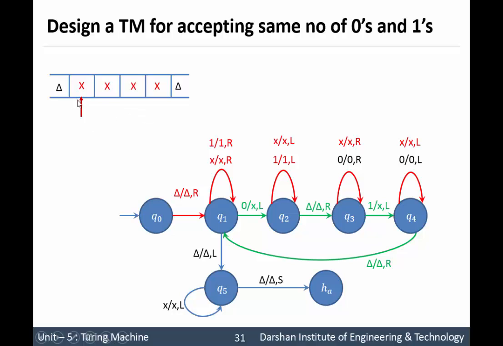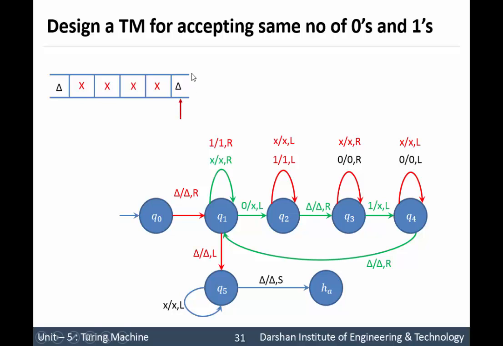In right direction we have x. So in state q1 replace x by x and keep moving to the right direction. So x by x and move to the right direction. Again x by x and move to the right direction. Again x by x and move to the right direction.